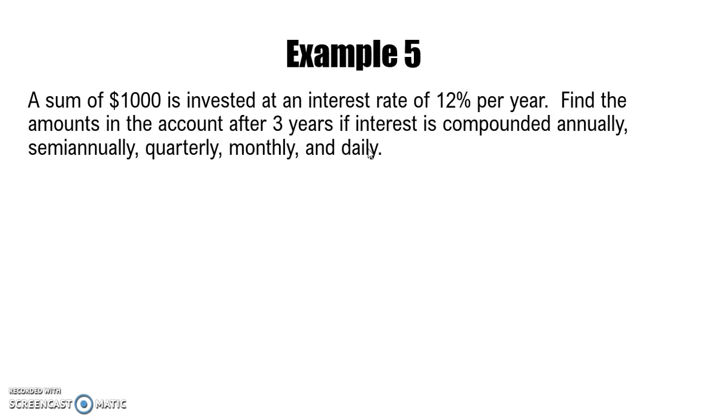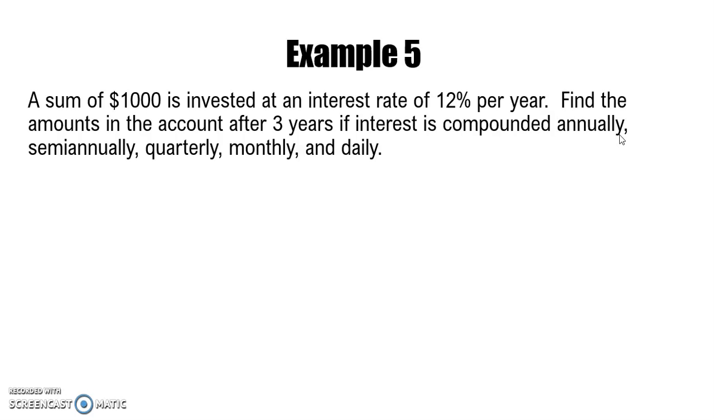So the first thing I'm going to do is figure out where all of this belongs in my formula. $1,000 is our starting amount, so that's the P. This is our interest rate of 12%, so R is 0.12. And we have 3 years, so that's T. And now for the N value, we're going to start with annually. So that's 1 time per year. So in this case, N is 1.